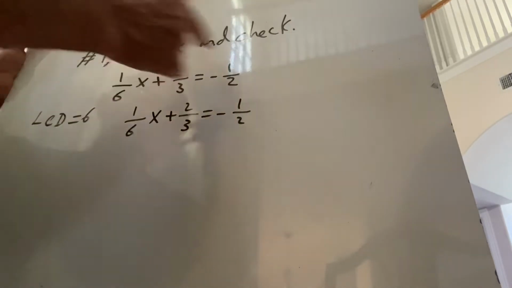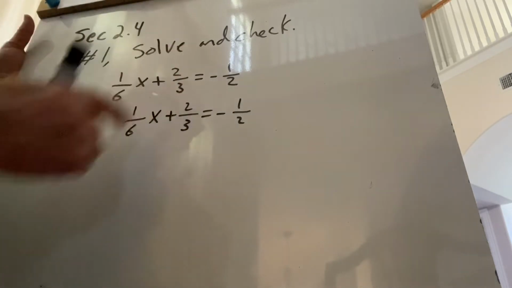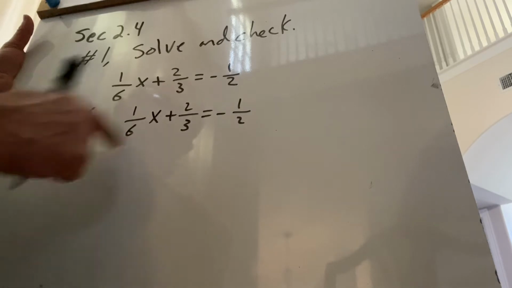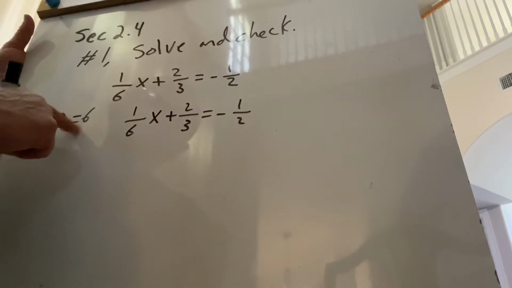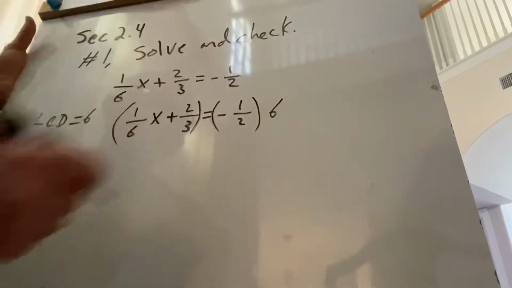So anytime you have an equation with two or three or four fractions, always find the least common denominator of all your denominators and then multiply both sides by that. In this case, our LCD is 6, so we're going to multiply both sides by 6.